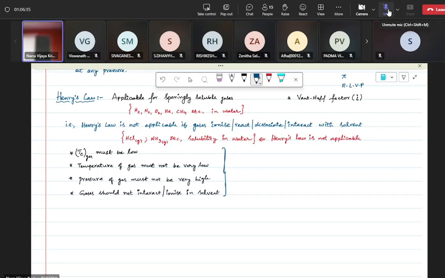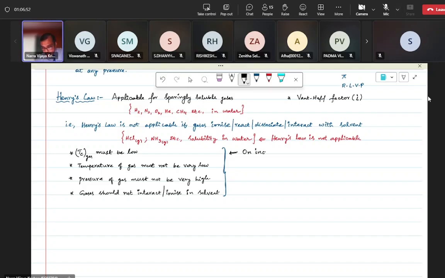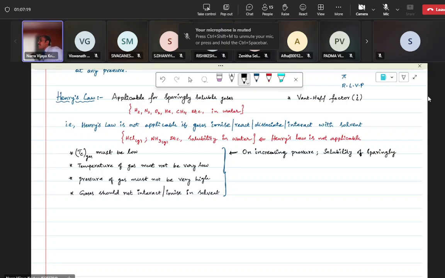Now, what is Henry's law? If I increase pressure, what happens to solubility? Increases. So I'm writing the same. If all these conditions are obeyed, then on increasing pressure, the solubility of sparingly soluble gas. Why am I writing sparingly soluble gas? Why am I not simply saying solubility of gas? Because Henry's law is applicable if and only if solubility is low. If solubility is high, we cannot study it. Clear?